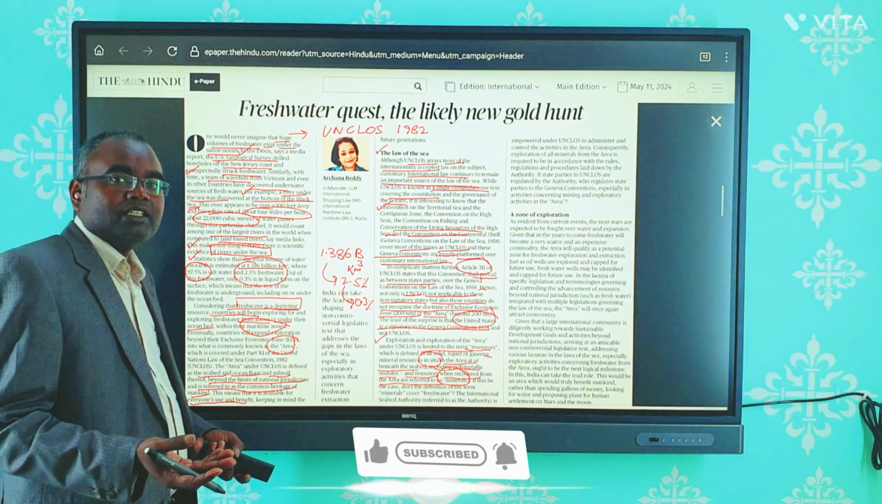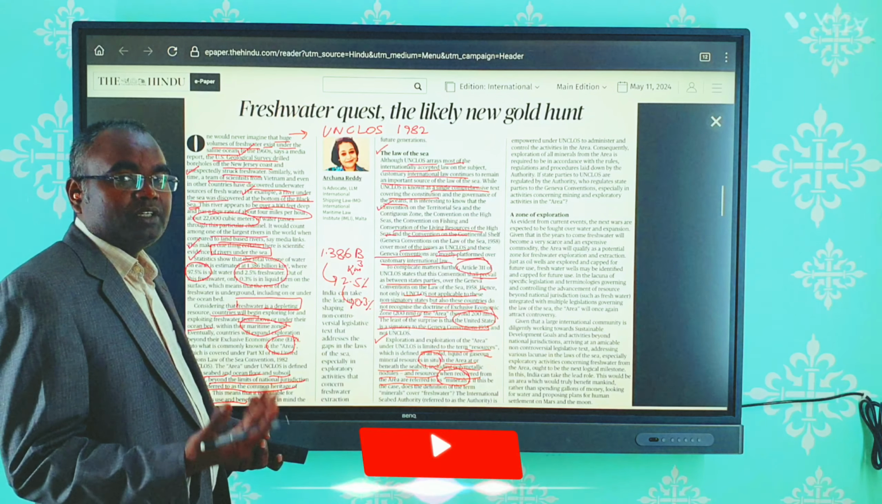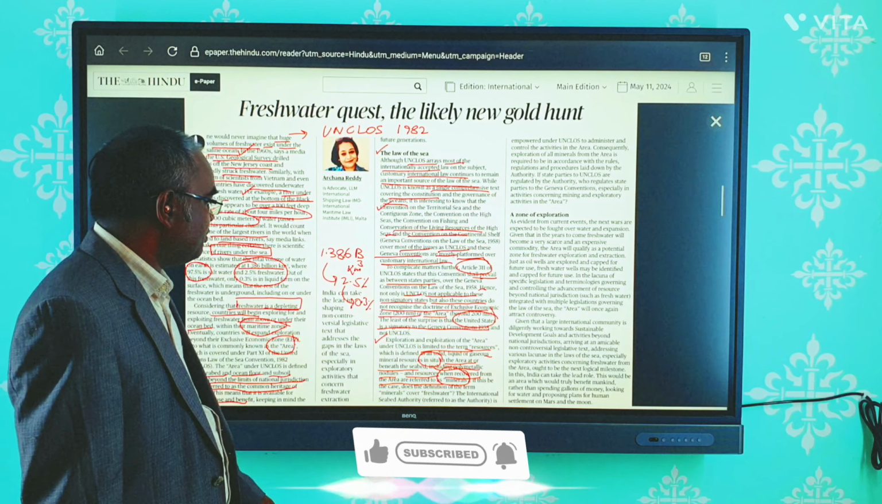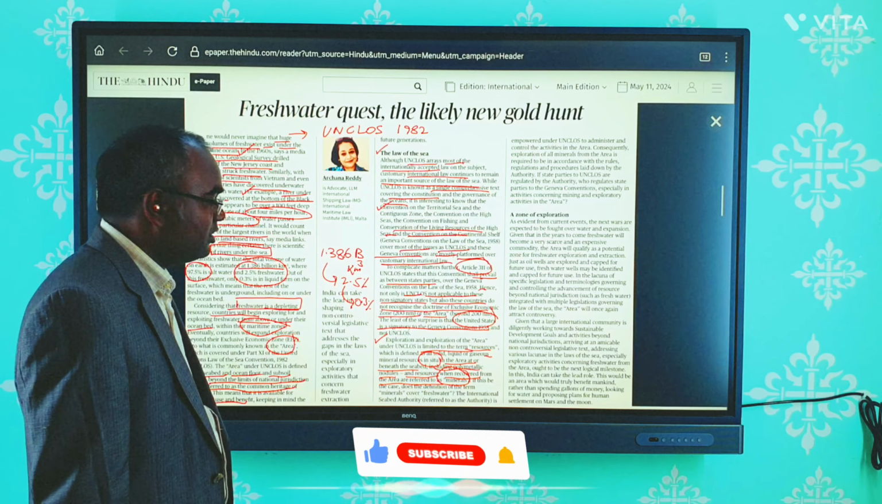तो केस ये बनता है कि क्या जो है फ्रेश वाटर भी मिनरल है? If this be the case, does the definition of the term minerals cover fresh water?